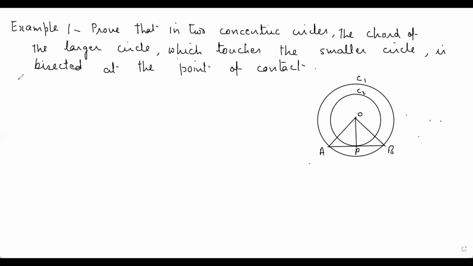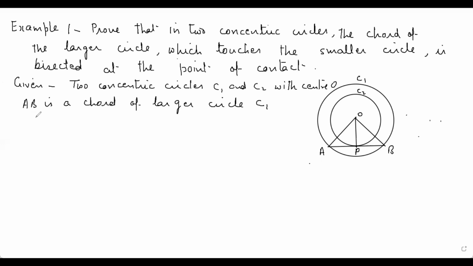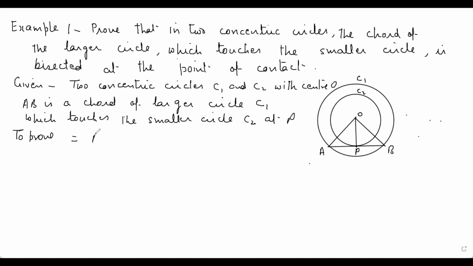Now I'm going to write what is given here. Two concentric circles, C1 and C2 with center O. AB is a chord of larger circle C1, which touches the smaller circle C2 at the point P. To prove AP is equal to PB.